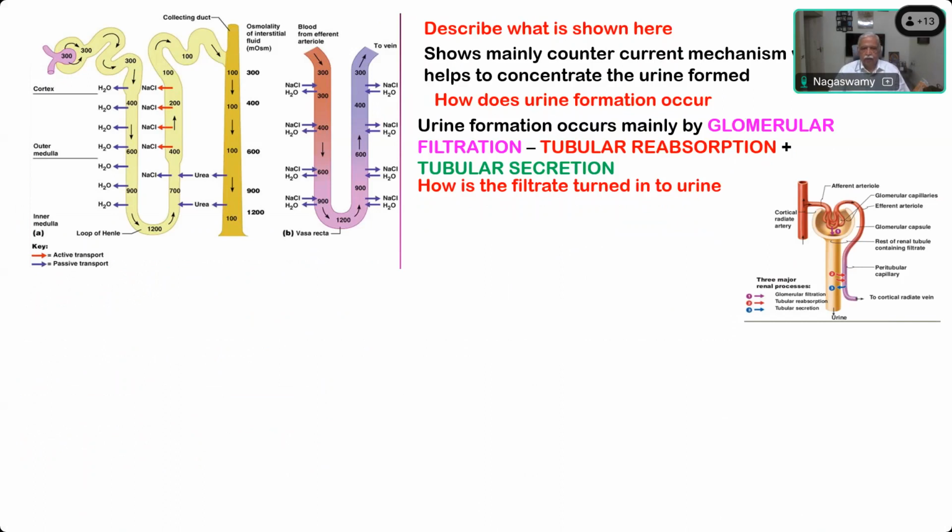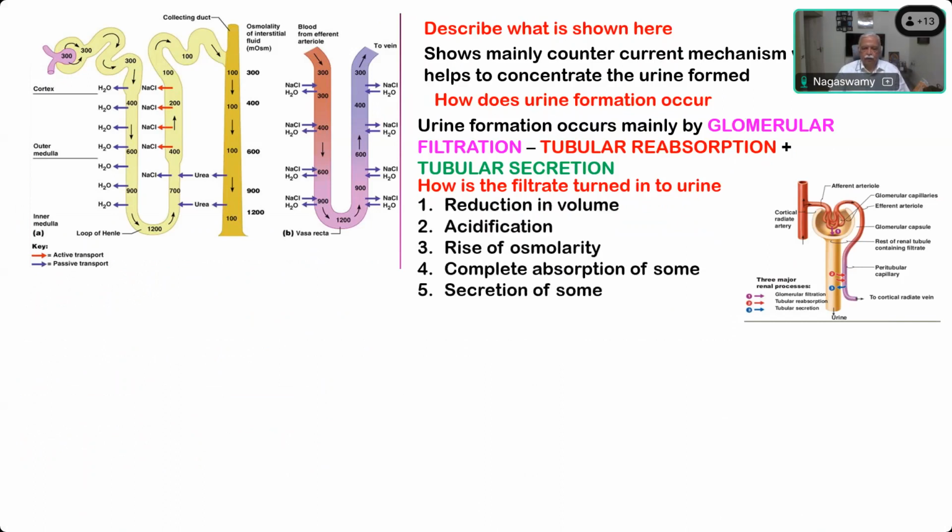So the reduction in volume, acidification, rise of osmolarity, complete absorption of some of the items that are filtered, and secretion of some of the items. These are the simple five steps in the formation of urine. What substances are reabsorbed from the proximal convoluted tubule and by what mechanisms?